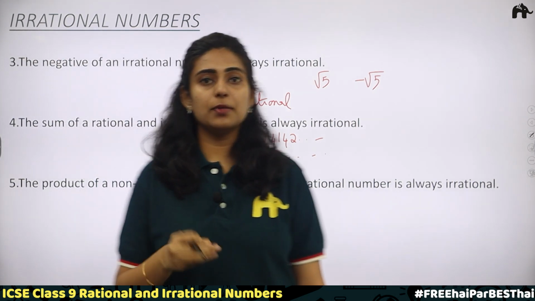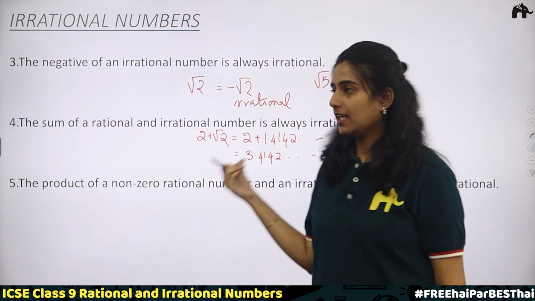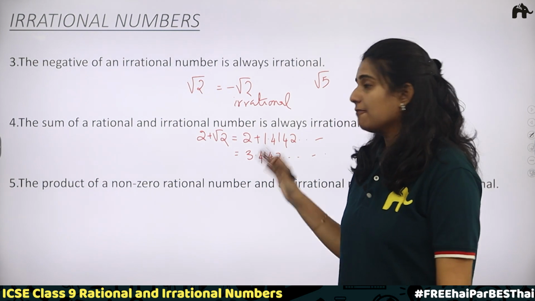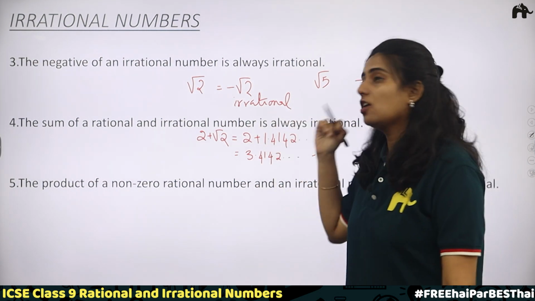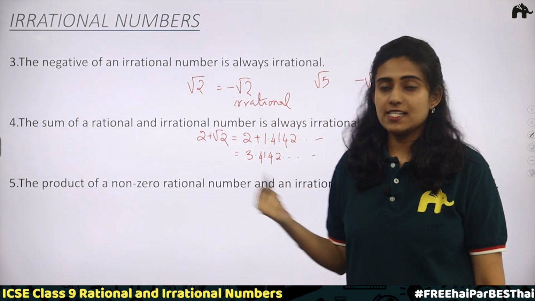So adding a rational number to an irrational number, you will again get an irrational number. Why? Because for an irrational number, there is a non-terminating, non-repeating decimal expansion.